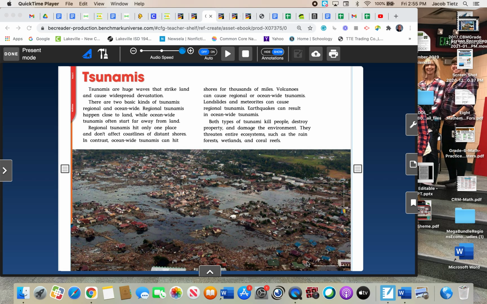Hello, fourth graders. Welcome to day 3 of Compare and Contrast. This will be our last poster that we'll be doing this week. Tomorrow you'll just be doing a 5-point assessment on comparing and contrasting.